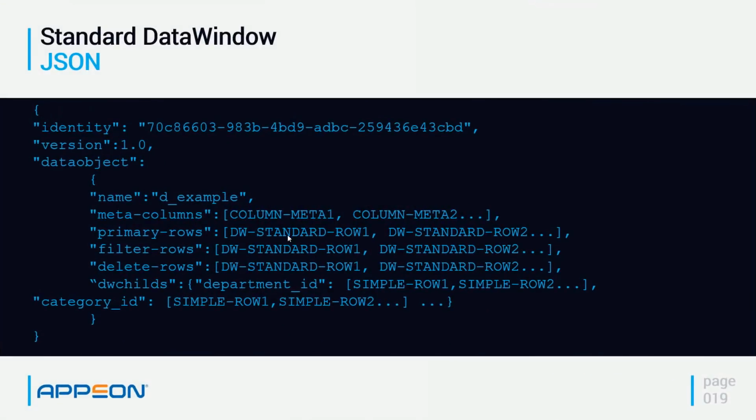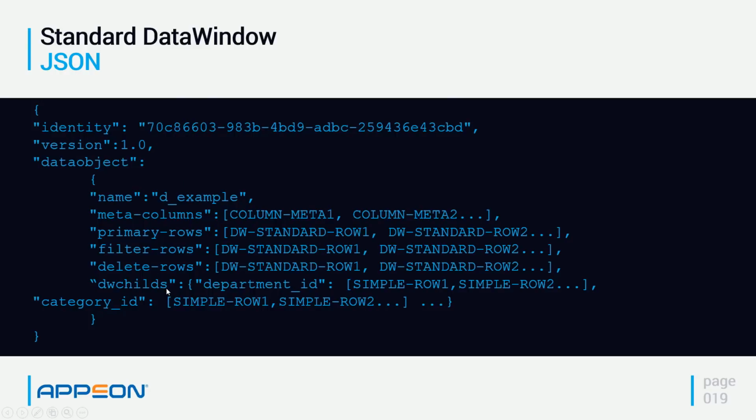Okay, so this is an example of what standard data window JSON looks like. This is not exactly what it looks like, but this is the structure of it. It has an identity, a version, the data object, the name of the data window object that was used, and the information about the columns. Here's your primary filter and delete rows, which are basically the buffers, and also data window children.